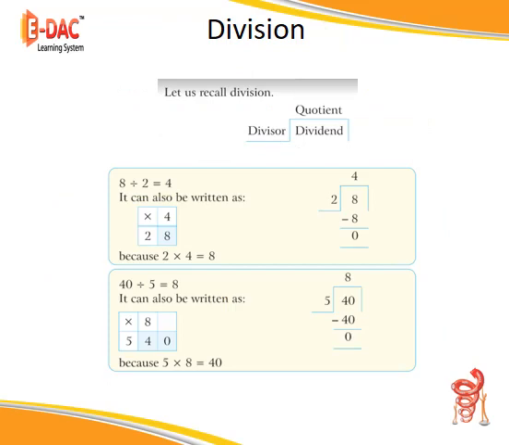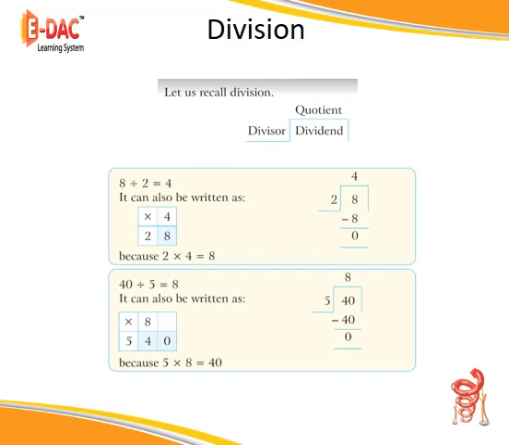Division. Students, let us recall our division process. In division, we have three words: divisor, dividend, and quotient. Let us see what these are. For example, we want to divide 8 by 2. So 8 will be our dividend. 2 will be our divisor.